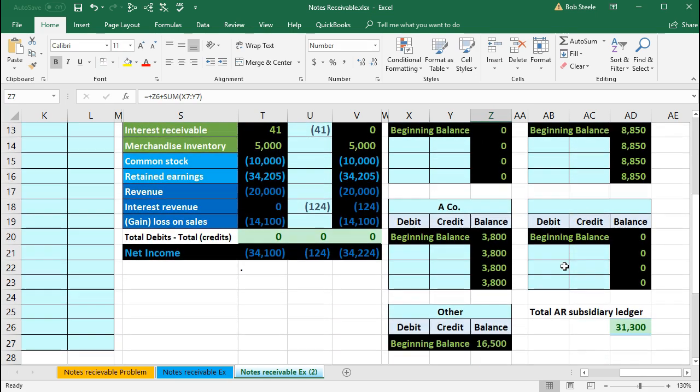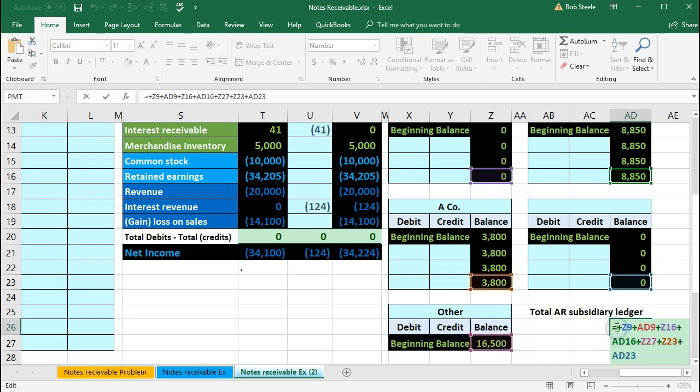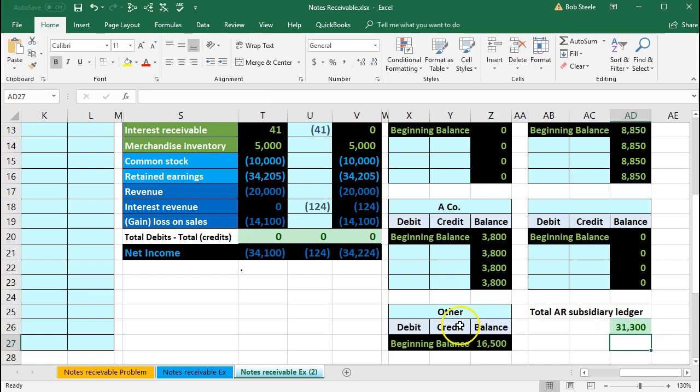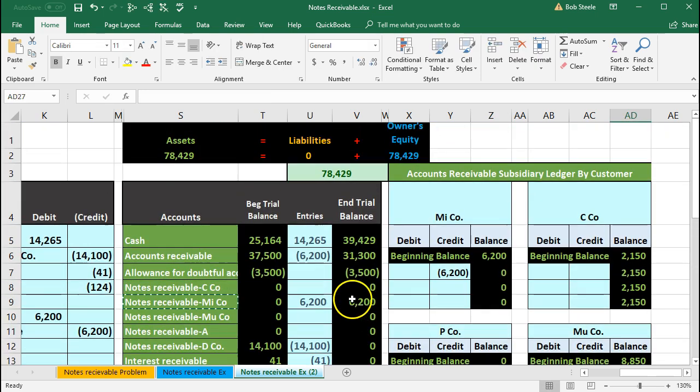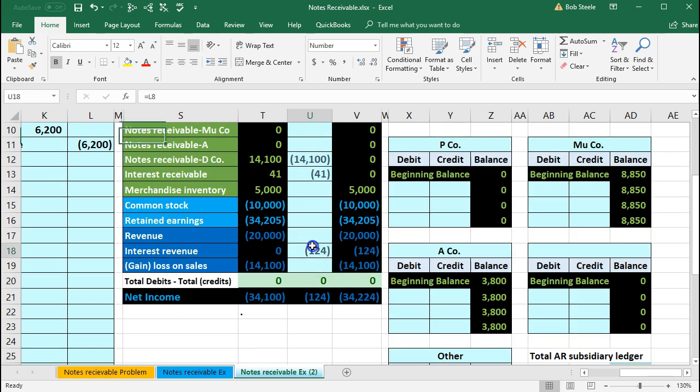Now if we add them all up, all the customers that owe us money, 31,300 is the same as that 31,300 there. Note, no effect on net income from this transaction. This was from the prior transaction. So no effect on net income.